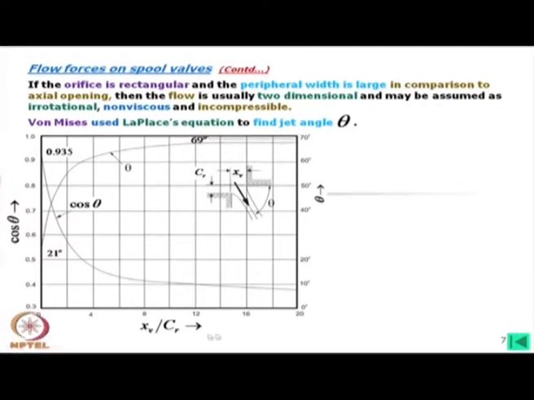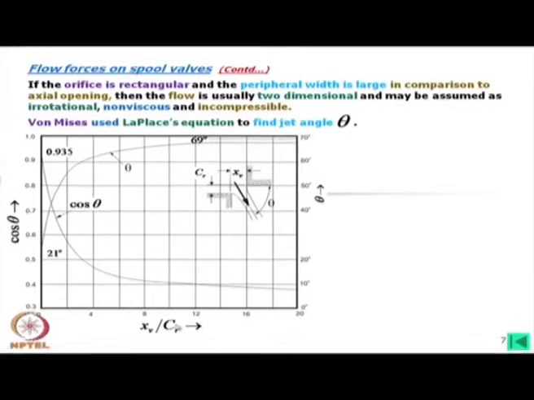What is x_b? x_b is the spool displacement and c_r is the radial clearance. That means this is a geometric dimension which we can measure, a known value, and x_b is also known because we are giving this displacement to the spool. In this direction we have put cos theta, and this is the curve for cos theta and the angle theta for this rectangular port spool valve.